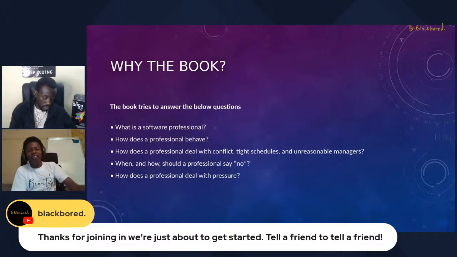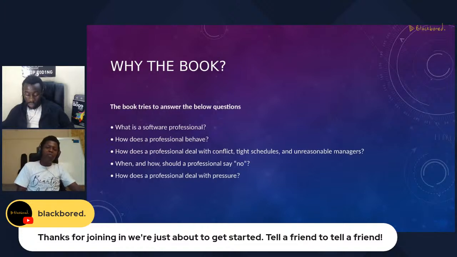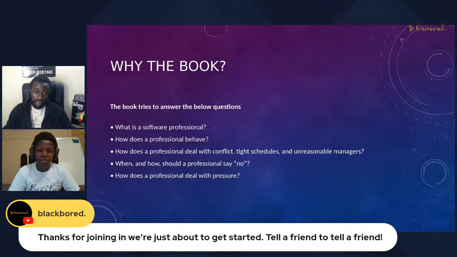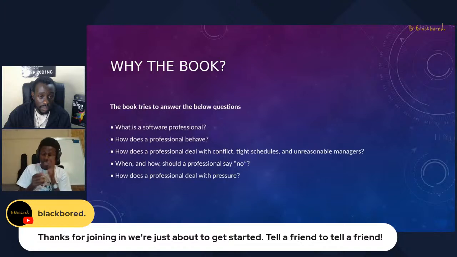So why the book? I covered this last time. I took up this book so that I can become a professional developer, or rather engineer, because the book is going to tell you why become a software professional. How does a professional behave? How does a professional deal with conflicts, tight schedules, pressure, and unreasonable managers? And when and how should a professional say no? And how does a professional deal with pressure? I talked about this.